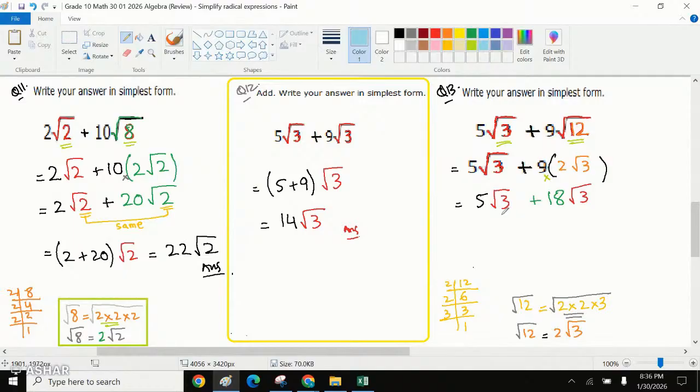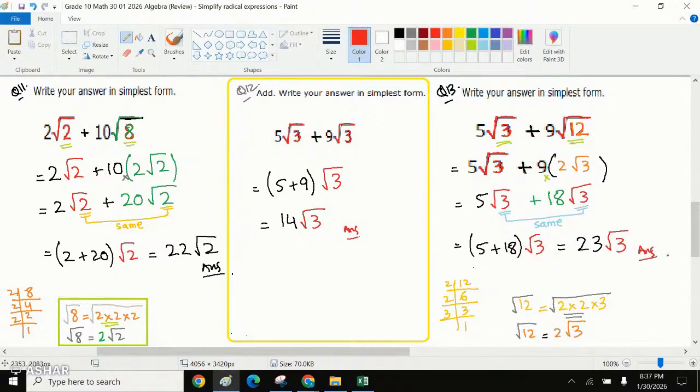Do they have the same radical? They have the same, right? Therefore, they can be simplified. How would we simplify? We simply use the distributive property. We say 5 plus 18 and radical 3 stays as it is. That equals 5 plus 18, which is 23 radical 3. Okay, and that is your final answer.